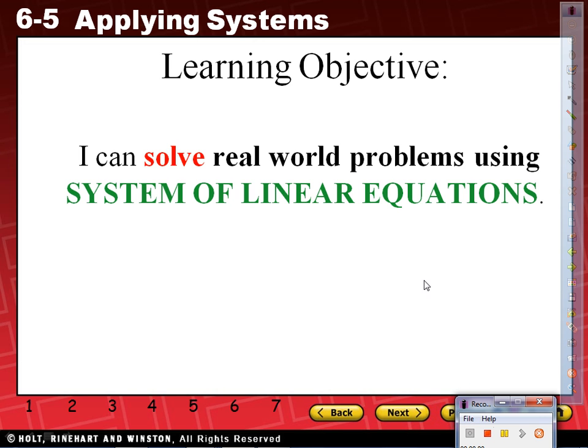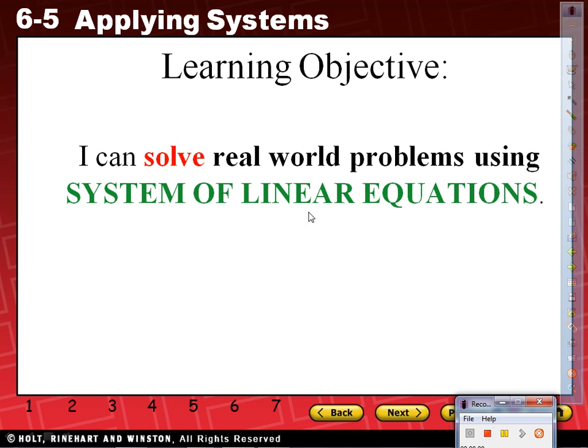For today, I can solve real-world problems using systems of linear equations. Let's read together. 1, 2, 3. I can solve real-world problems using systems of linear equations. You read it again. 1, 2, 3. I can solve real-world problems.